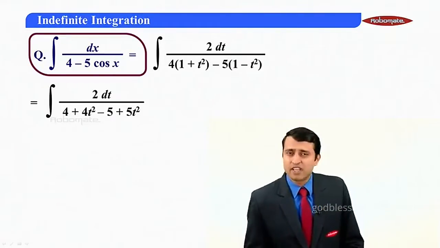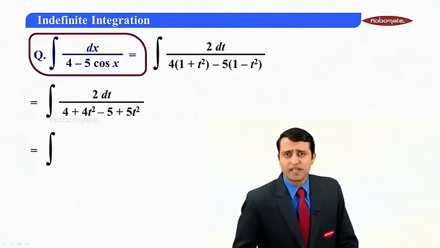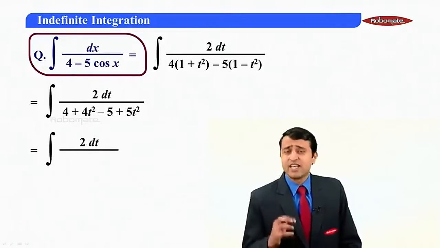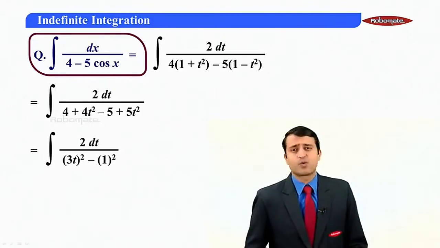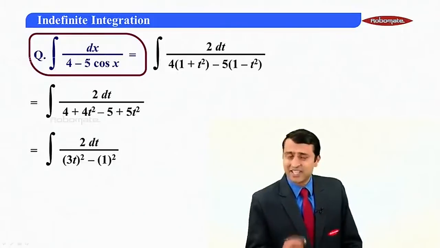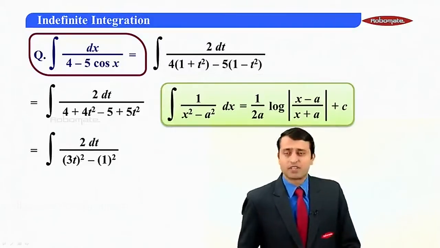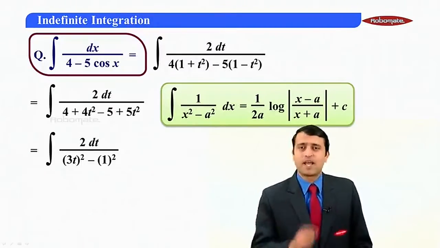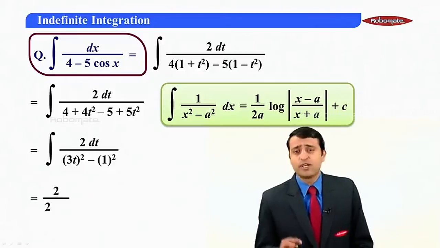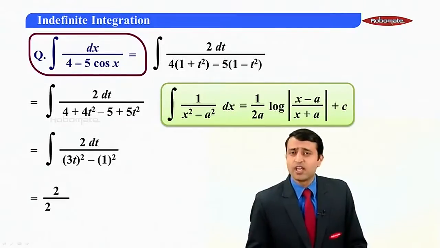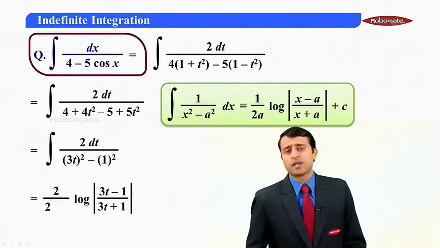Now since this is entrance, we are supposed to write fast and we are supposed to skip some intermediate steps. So in this case, 2 dt is there as it is. Instead of writing 9t square minus 1, I will write it as 3t the whole square minus 1 square. Now we know that this integral is of the form 1 upon x square minus a square, and the formula for the same is 1 upon 2a. So let us apply. The 2 in the numerator is as it is, and a in this case is 1. So I'll have 2 into 1, that I'll keep it as it is, 2 only. Log mod of x minus a, that is 3t minus 1 upon 3t plus 1 plus c.